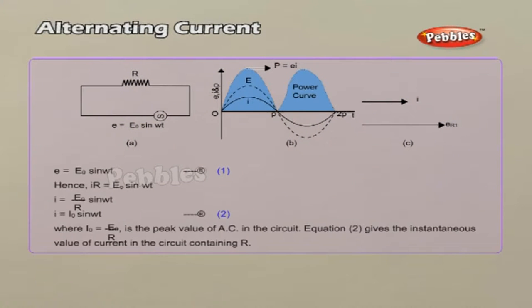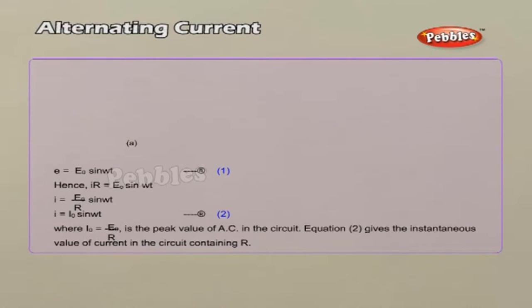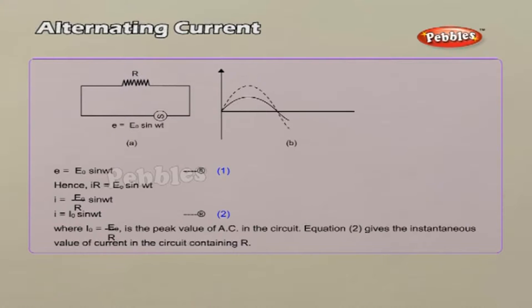From the expressions of voltage and current given by equations 1 and 2, it is evident that in a resistive circuit, the applied voltage and the current are in phase with each other. The phase relationship between the current and the voltage is shown by the phasor diagram.